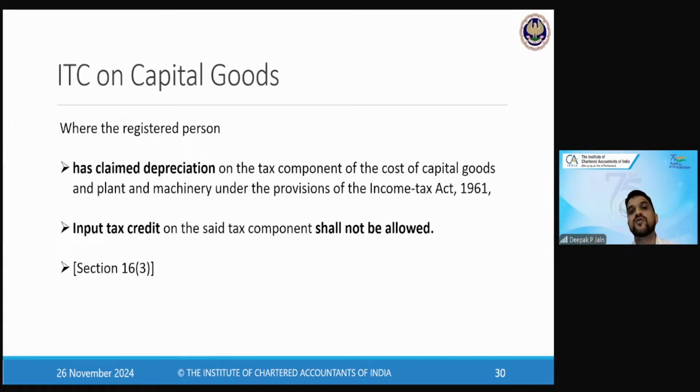And also in capital goods, unlike depreciation where you are claiming year on year expense, in GST, once you avail the capital goods and if you have not claimed depreciation on the tax component, you can claim the credit in the month of purchase itself. You don't have to claim it as and when you depreciate. Correct, Vispita. Either claim depreciation or ITC, दोनों लड्डू नहीं मिलेंगे.